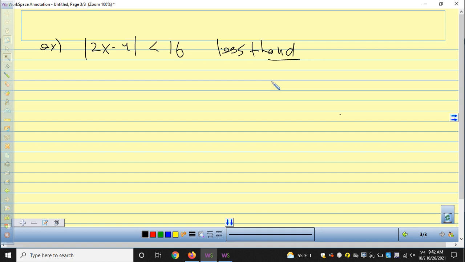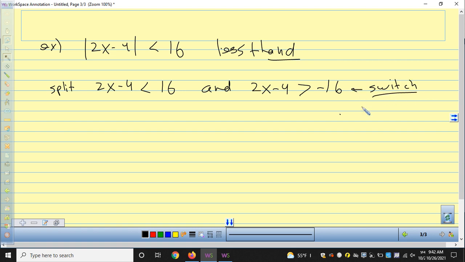So this is going to be an and inequality. Now I'm going to split this. 2x minus 4 is less than 16, and 2x minus 4, I'm going to switch this one, greater than negative 16. I switch the arrow on the negative one, and I make it an and inequality.